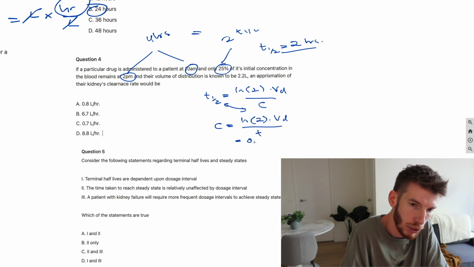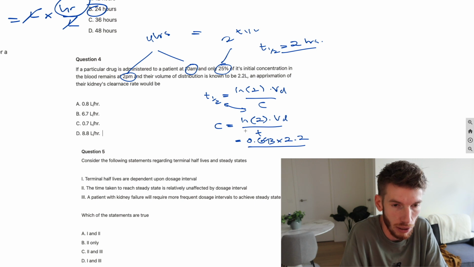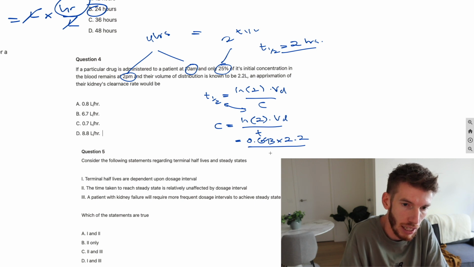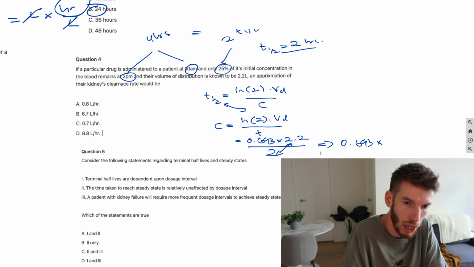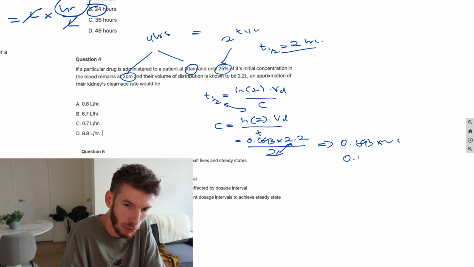So the natural log we were given, 0.693, multiplied by VD, which was given as 2.2 litres, all in the correct units as well. And then the half-life was in hours, so that was 2. And then what I can do here is, 0.693, I can equate this as roughly 1. 2.2 divided by 2 is basically 1. And so therefore around about 0.7.